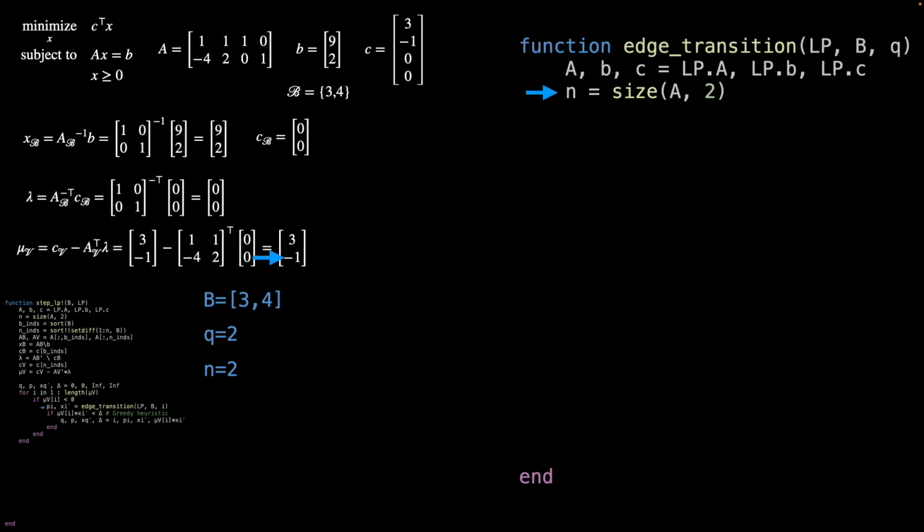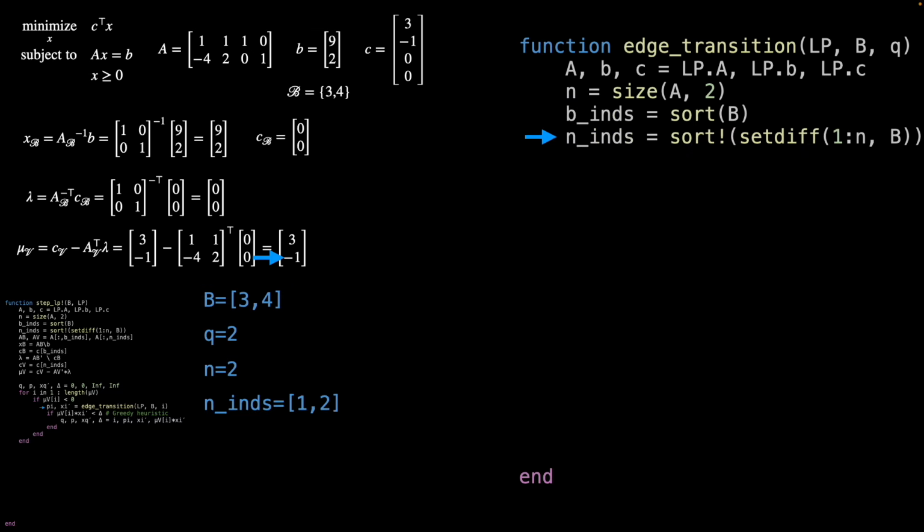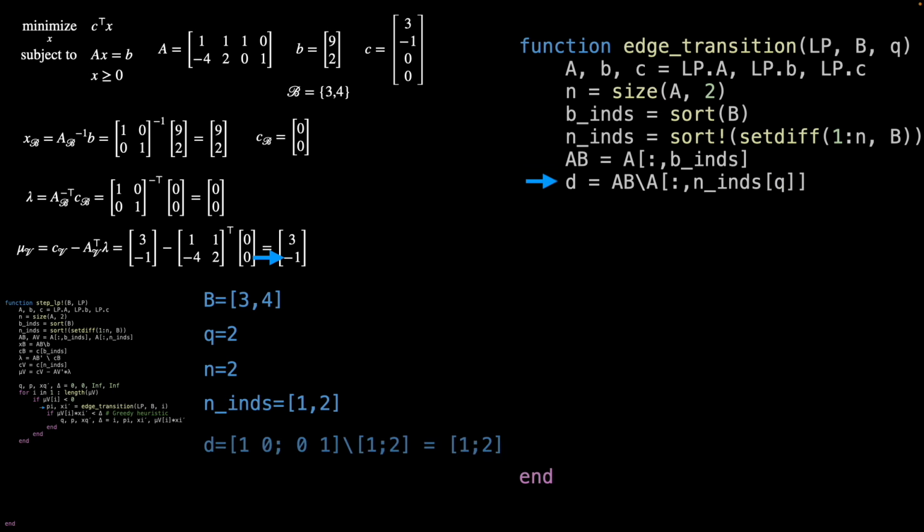Notice that the values that we've passed in here, we have our 3, 4 basis. We have Q equal to 2, because that was the iteration we were in that outer for loop, for the second free index. So Q is 2 and N is 2 here, which we just solved for in the size of A. Just like before, we're going to get our basis and free indices. We're going to extract the columns of A. And now this D term stands for denominator. So we're going to solve for this denominator term here.